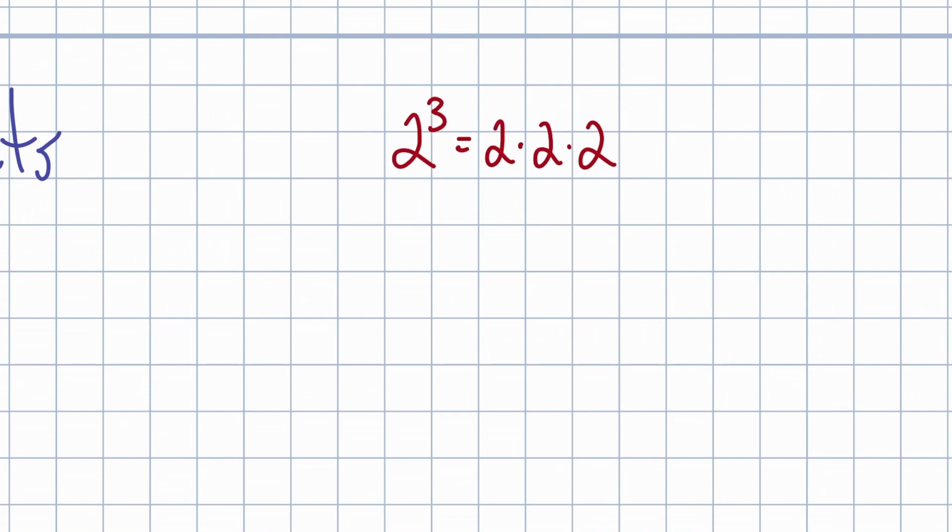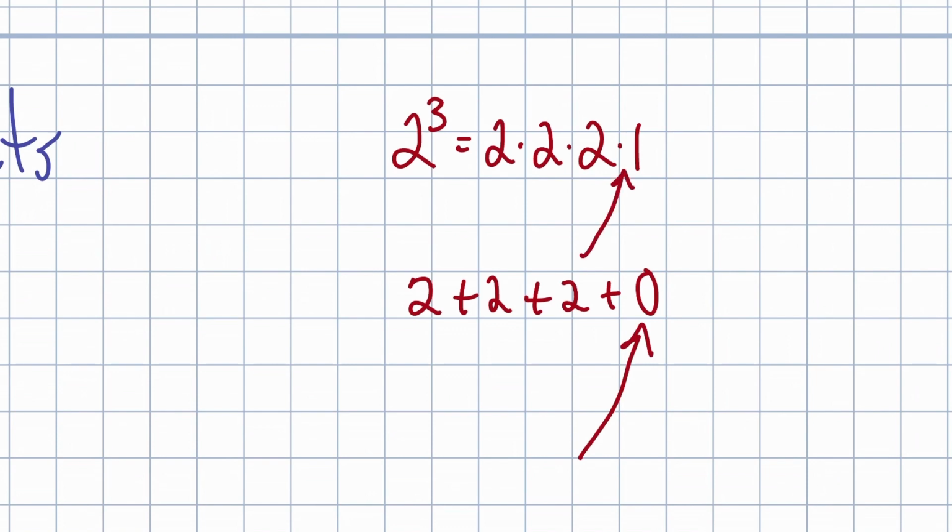Now, if I were to put a times 1 at the end, that doesn't change anything, right? When you're multiplying by 1, it doesn't change anything. Kind of like when you're adding, if you have 2 plus 2 plus 2 plus 0, when you add plus 0, you're not really doing anything. When you multiply times 1, you're not really doing anything.